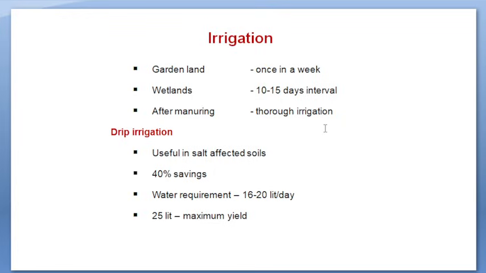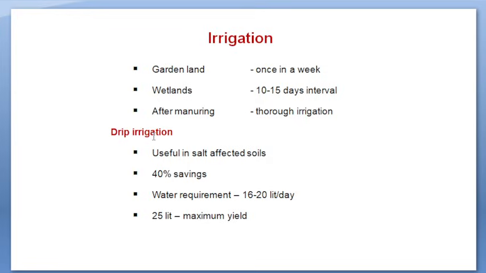With respect to irrigation, it also varies in different places. Garden land, once a week irrigation is sufficient. Wetland, 10 to 15 days interval, and after manuring we have to practice irrigation throughout.